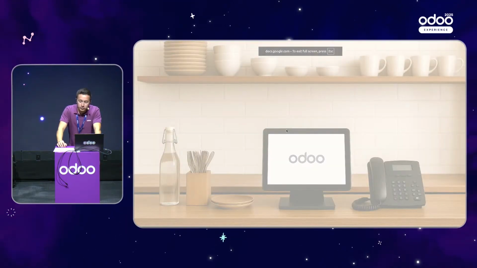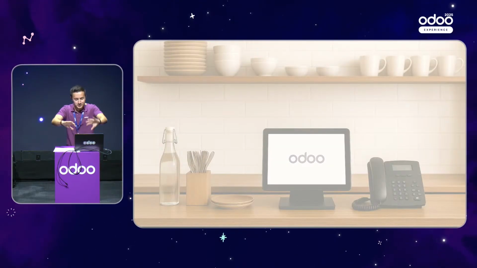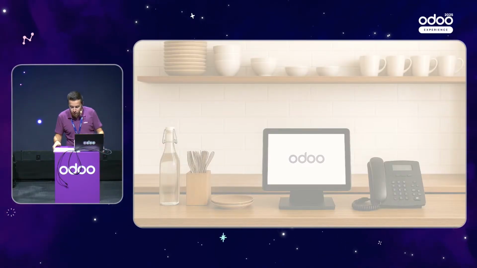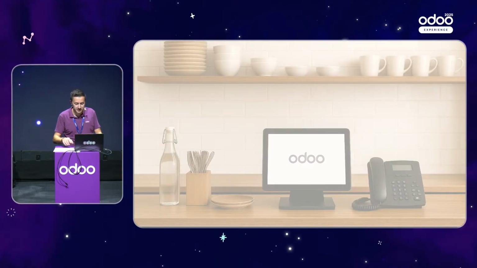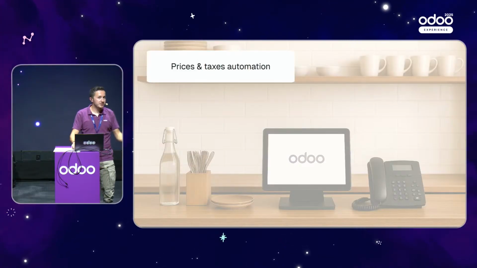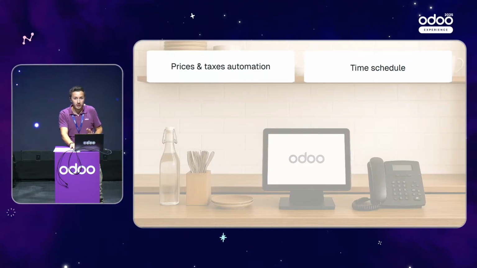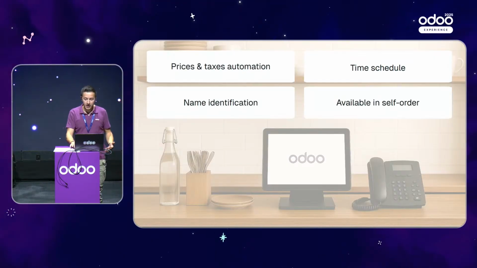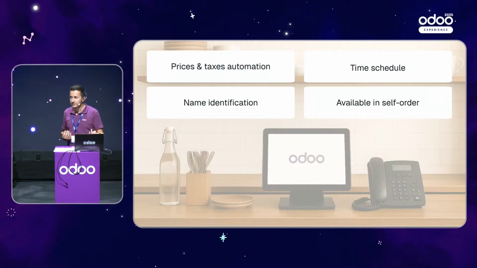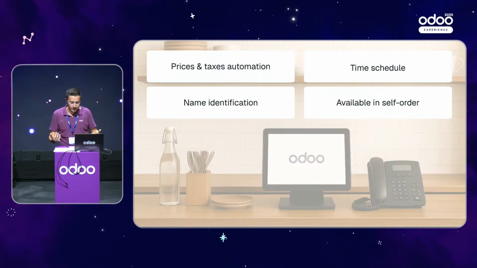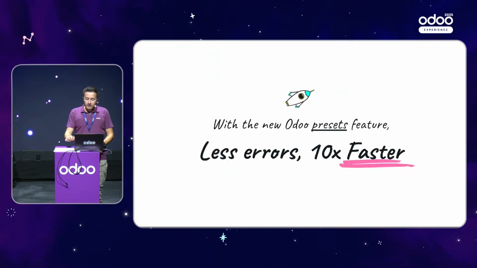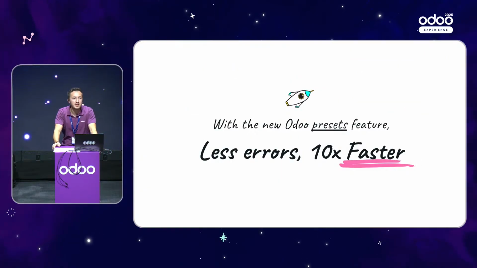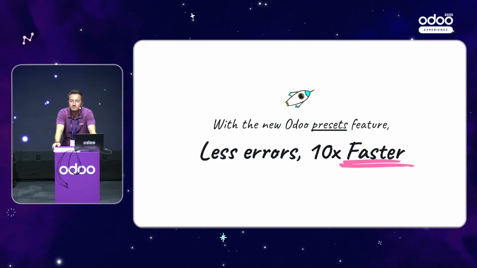I don't know if you remember the picture that we saw at the beginning, it was quite a mess. So I don't know if you want to continue that way, or if you want to try the new Odoo way with the presets. Thanks to presets, you can automate your prices, your tax, you can activate or not the time schedule, it's up to you. Same for the name identification. And you can also display the preset or not in the self-order, depending on the use case. This new preset feature from Odoo 19 can allow you to avoid mistakes and be so much faster.